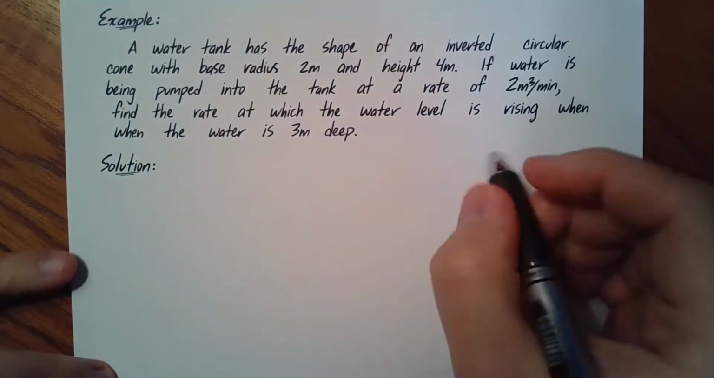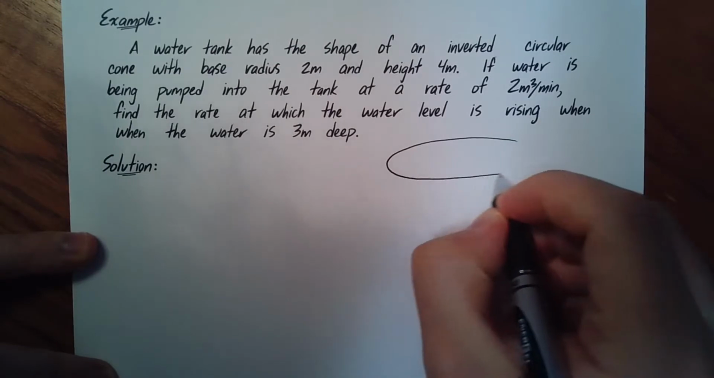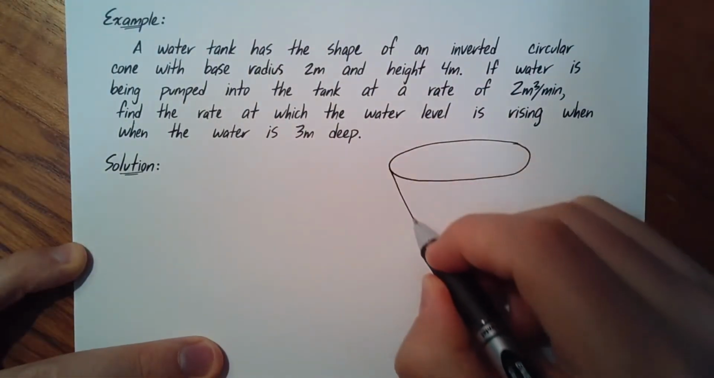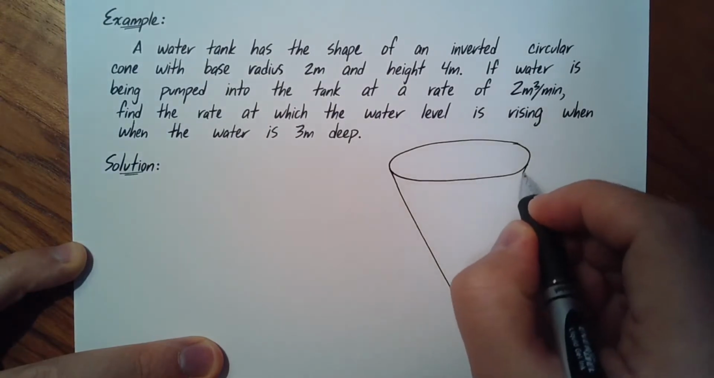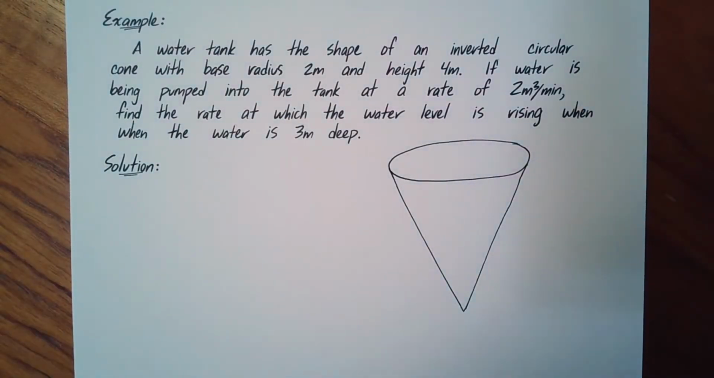I'm actually going to use the black pen for this. Okay, so we've got the base, which is on the top since it's inverted. And then the cone comes down like that. That's what we're talking about. So just one of those paper cups that you get sometimes at the water fountains.